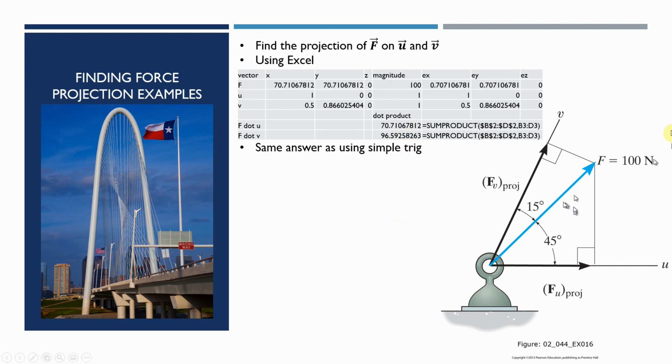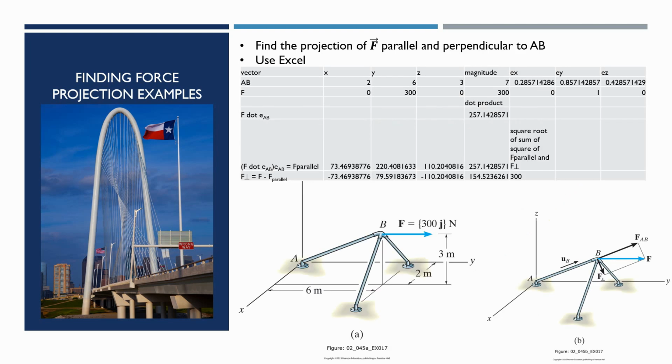You can use trig. 100 times cosine of 45 will give you 70.7. 100 times cosine of 15 will give you 96.6. Okay. Here's a little bit tougher one. 3 dimensions. And that's why we use this. In 2 dimensions, you could probably use trig and get away with it all the time. In 3 dimensions, though, we need this formalism.